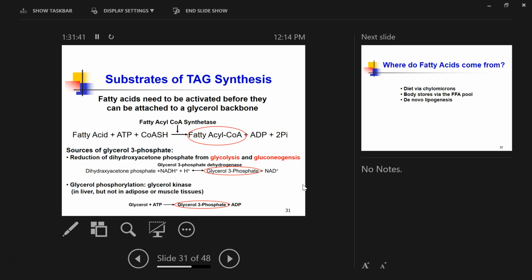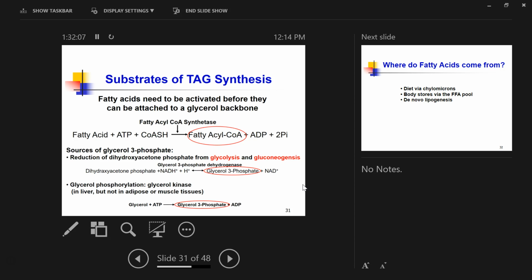And the enzyme fatty acyl-CoA synthetase catalyzes the activation of fatty acids to fatty acyl-CoA, right? So this is the first reaction. And we also need a glycerol backbone, right? And glycerol 3-phosphate is the substrate.